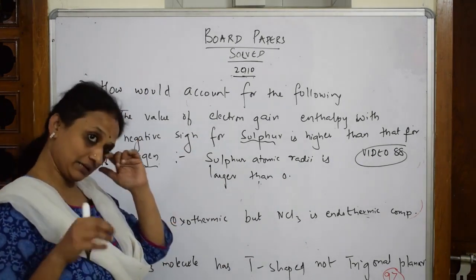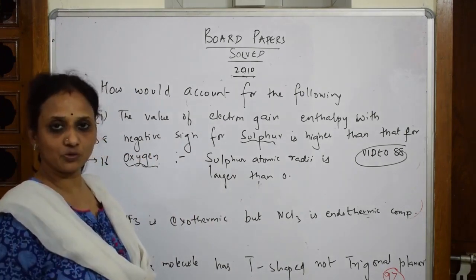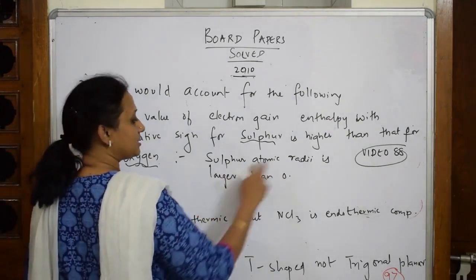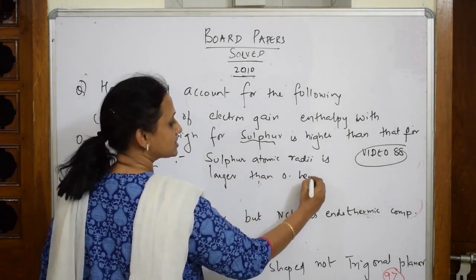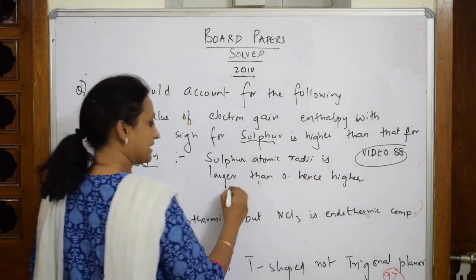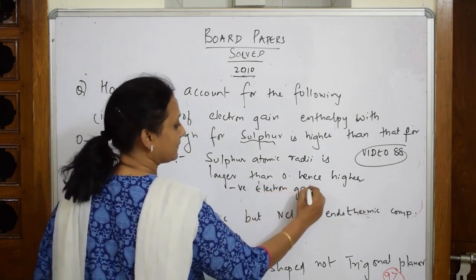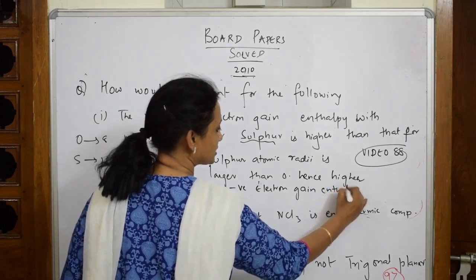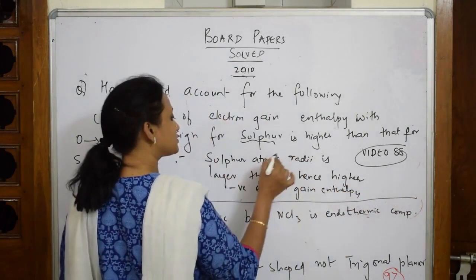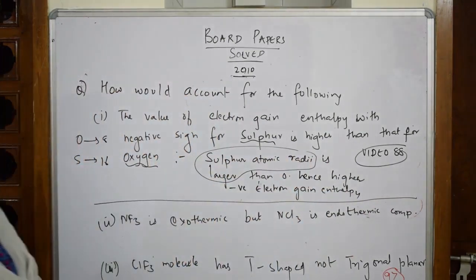When I am trying to add the electron into the sulfur atom, obviously the amount of energy released also would be more, that is negative electron gain enthalpy. So right now sulfur atomic radii is larger than oxygen, hence higher negative electron gain enthalpy values. That's it. This is the concept which the examiner wants you to write, because you have to express in terms of atomic radii. This is the word which you have to write. Done. Let us come back.